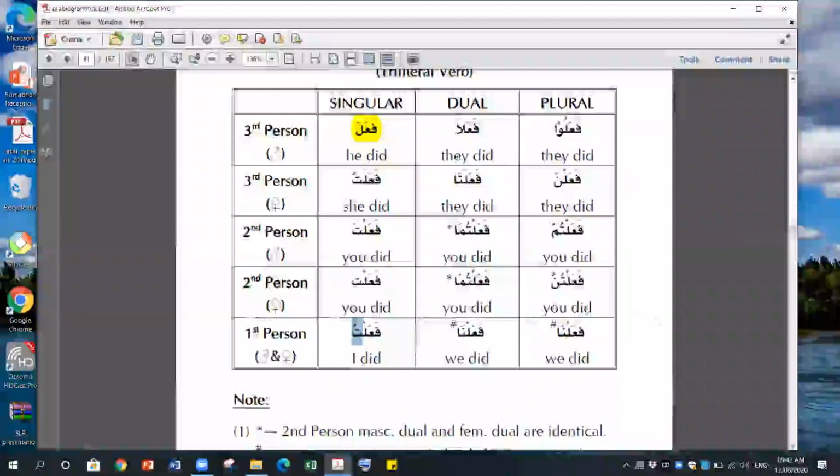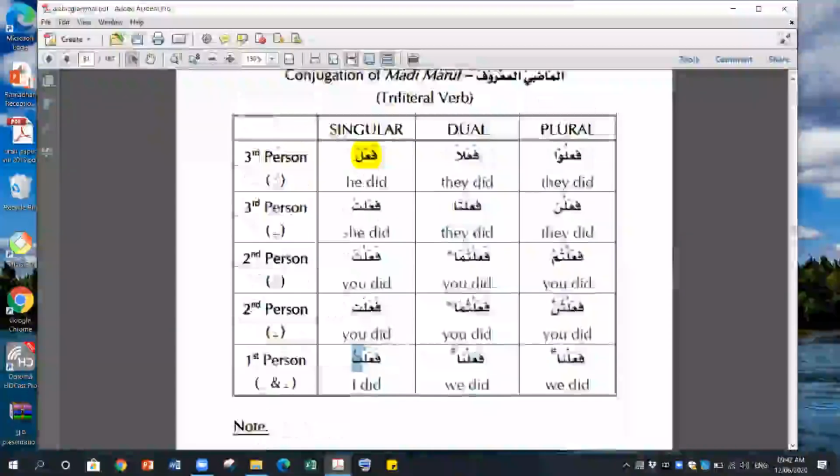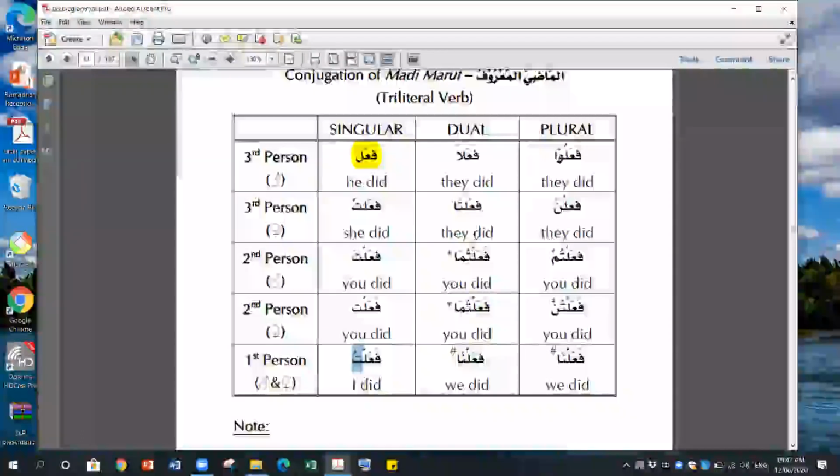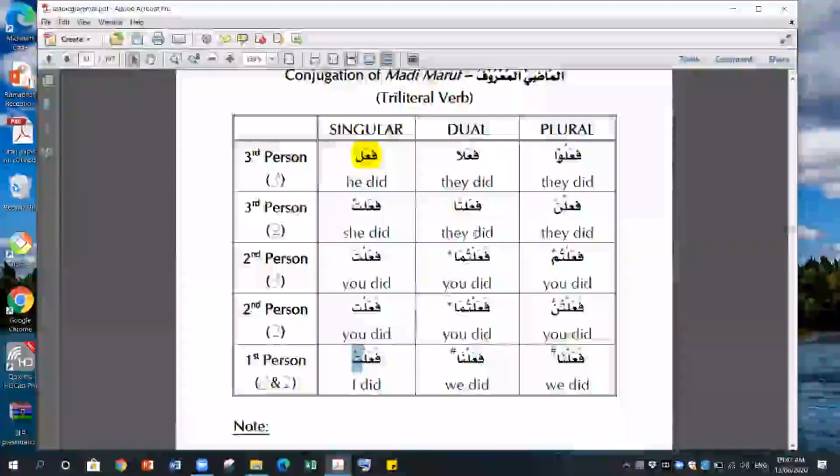So best of luck, my dear English students. This table is very interesting, isn't it? So please keep practicing. If I give you one verb, you just make a table, right? I will send you three words, and you will make tables and write the meanings, and practice also, inshallah.